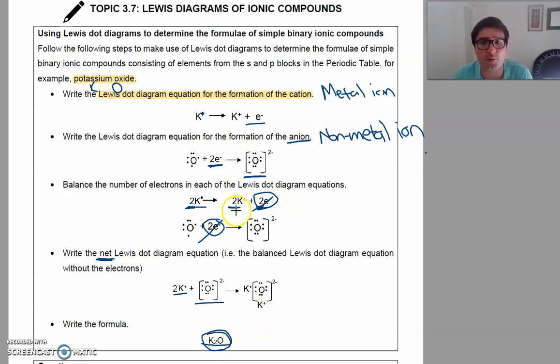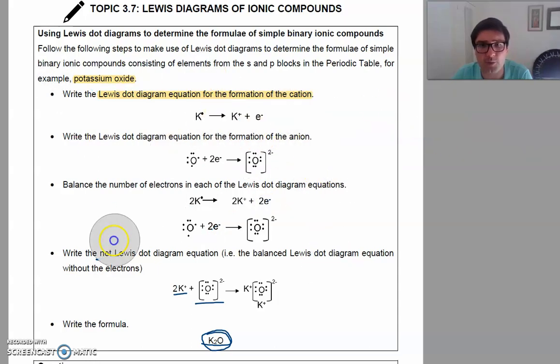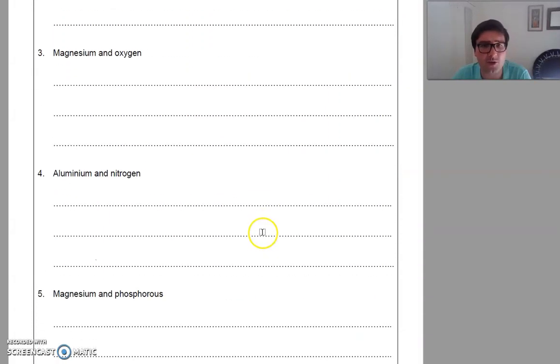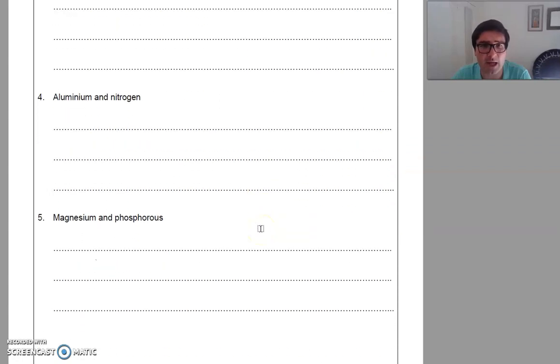Now I want to do another example with you so that you can recap the process we are following when we draw this. If we go down to the questions you have, I'm going to do number 4, where we have aluminium and nitrogen. Remember, our first step is to write down the equation for the formation of the cation, which is in this case the aluminium ion. Aluminium is in group 3, therefore it has 3 valence electrons. It will become aluminium 3 plus by giving away 3 electrons.